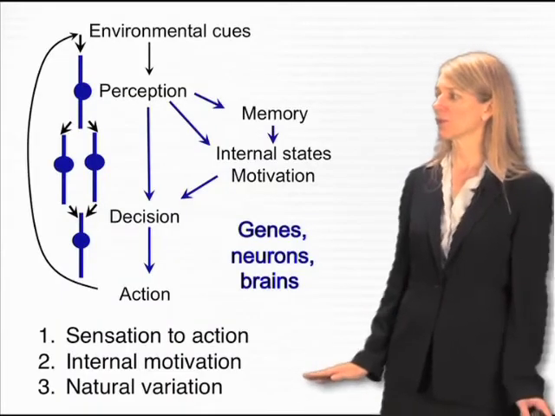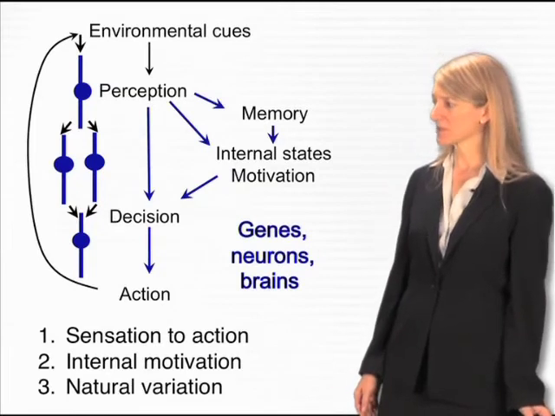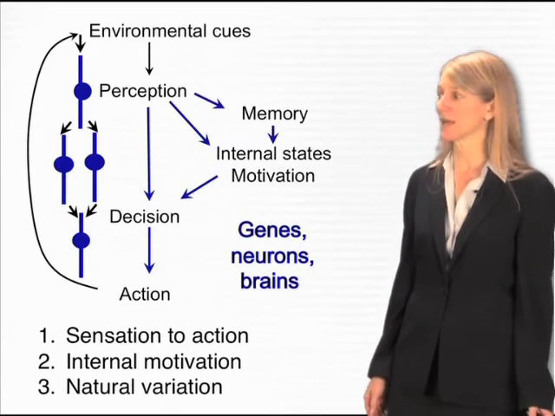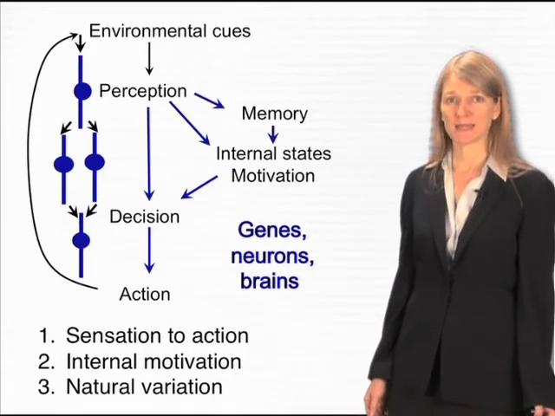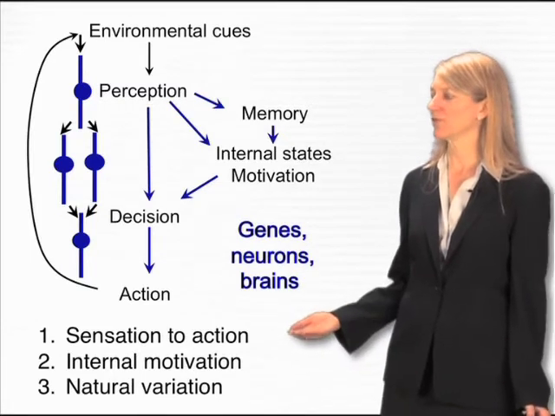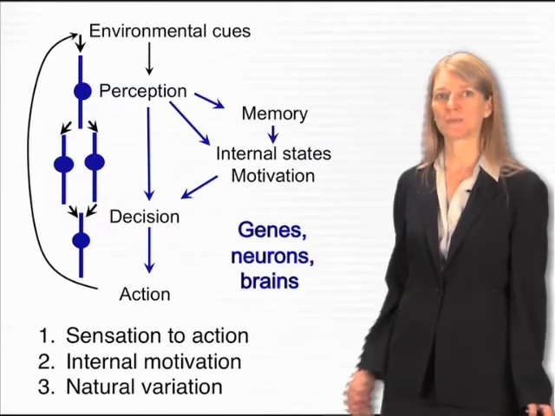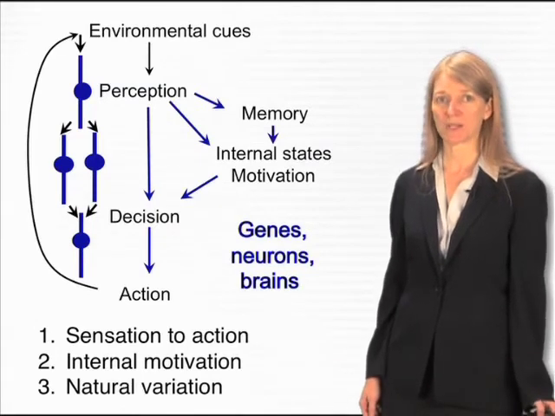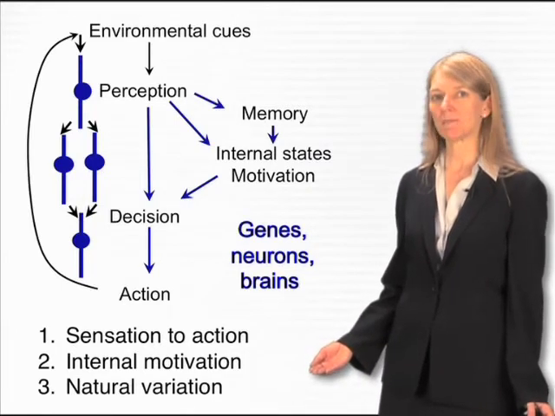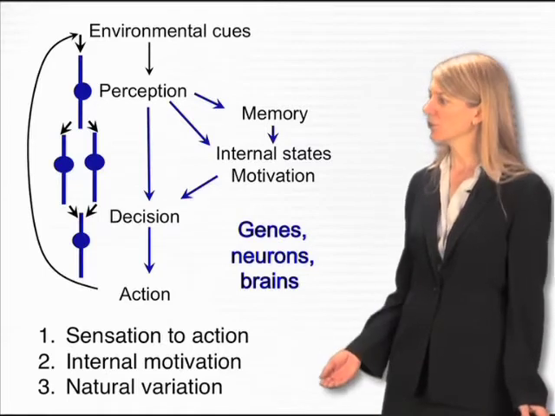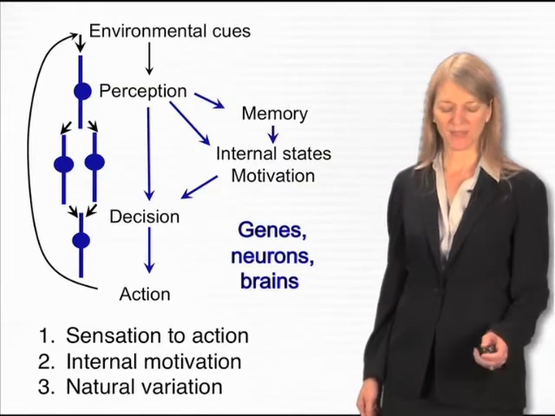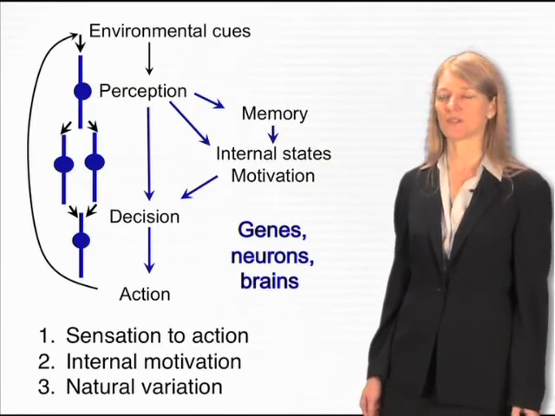So I will talk about 3 different topics today using examples from animals to illustrate how this framework for behavior can be used to understand how genes affect neurons, which affect brains, which affect behavior. And the 3 examples will be one example on the left side, moving from sensation to action in the innate responses to environmental cues. The second will be an example of internal motivation, using sleep and circadian rhythm as an example. And the third will address the question of why we don't all behave, where variation comes from that gives rise to different behaviors in different individuals.